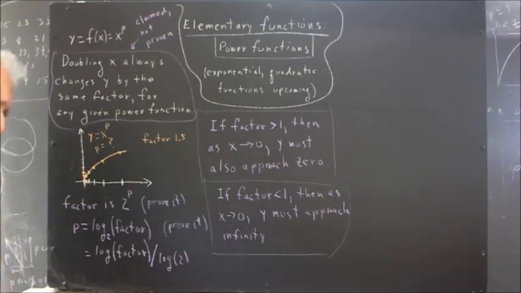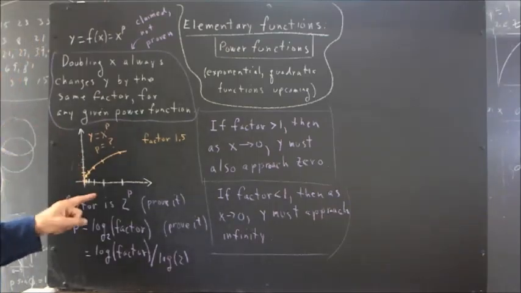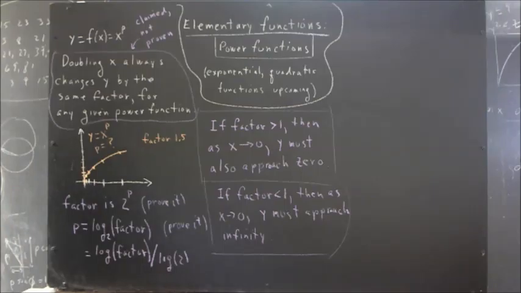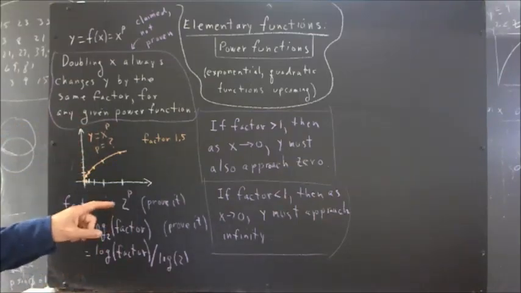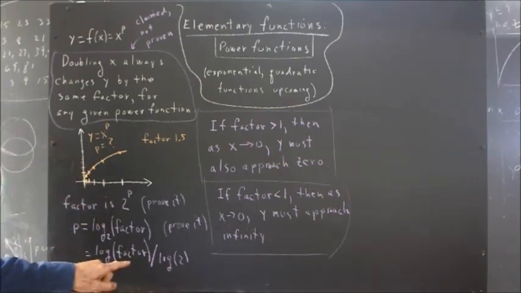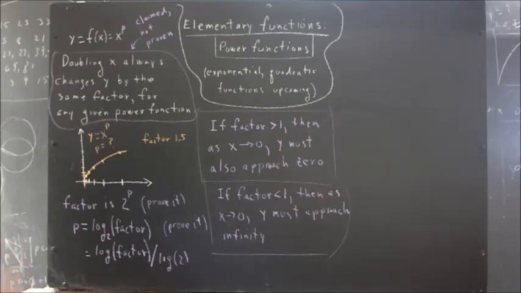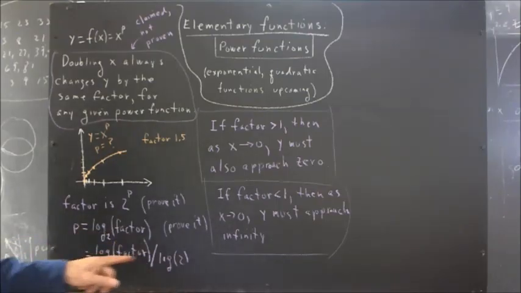So how can we scale this graph? Well, it turns out that we can scale it, as I said, any way we want. We can pick any point on this graph and give it any x and any y coordinate we like, and we're going to get a power function that's equal to, in the case of a factor 1.5, the power is going to be equal to the log of 1.5 divided by the log of 2. We get a numerical approximation of that factor, but that is the factor.